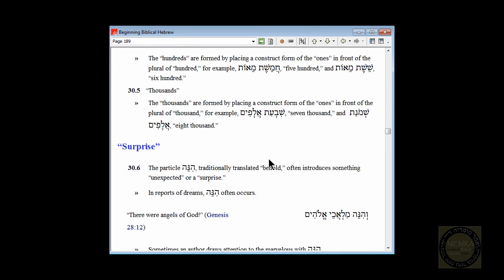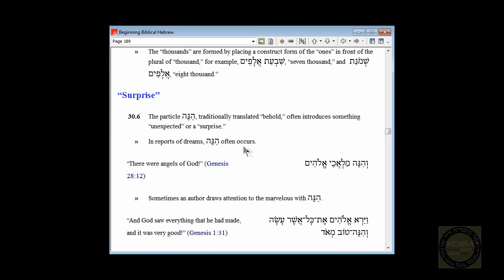It's not very difficult. Surprise, this is his discussion of the particle hinneh, which is traditionally translated behold. And in exercises, I will still be prone to do that, just to make sure that hinneh is accounted for in the translation. You wouldn't have to translate it. What Futato does down here is he puts exclamation points at the ends of sentences that begin with hinneh. So vehinneh malache Elohim.